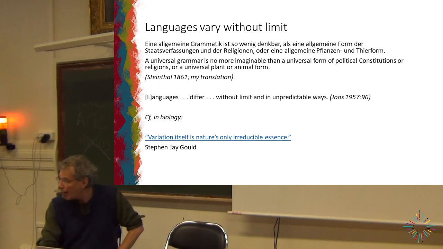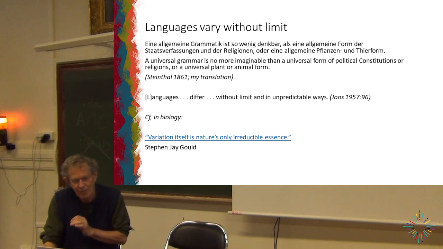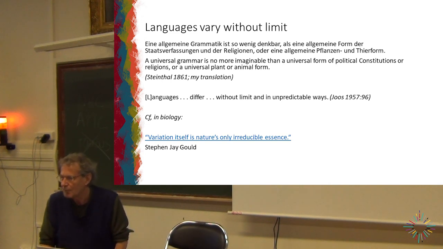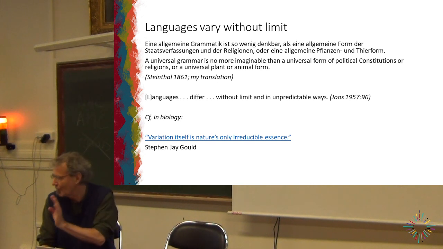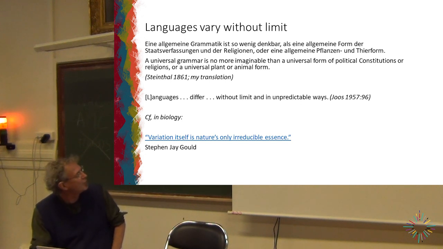The more widely quoted version from Martin Joos is that languages differ without limit and in unpredictable ways, which I think actually goes a bit further than the Steinthal quote and opens itself up to falsification, but that's fine. It's the role of strong statements to encourage falsification.